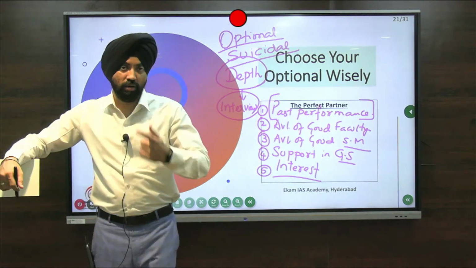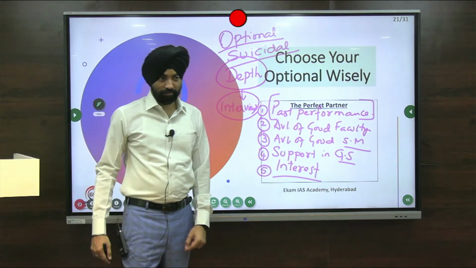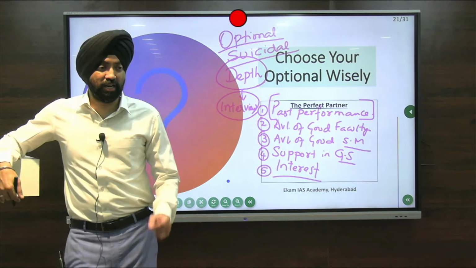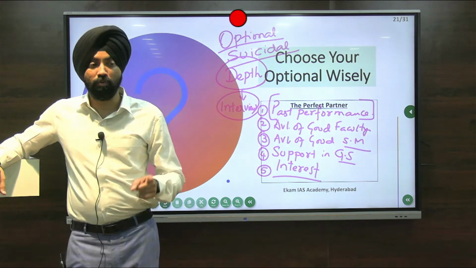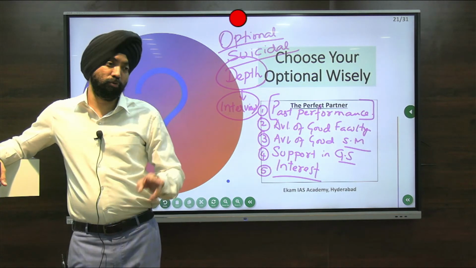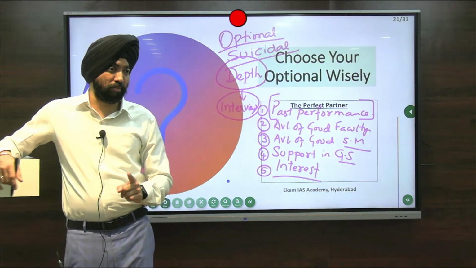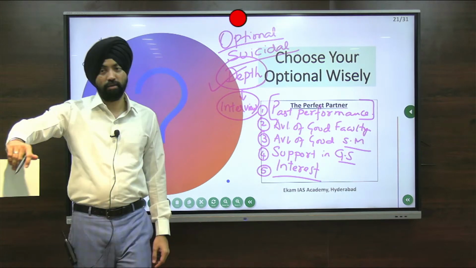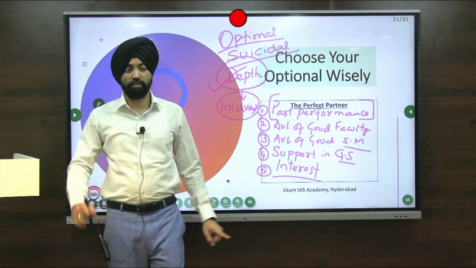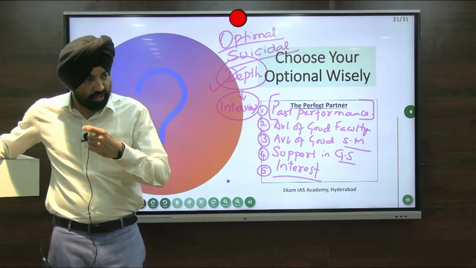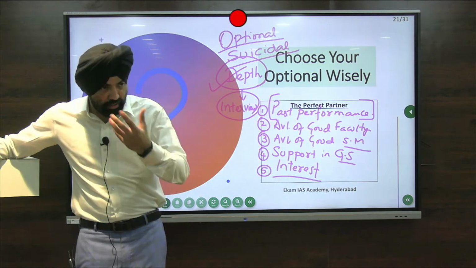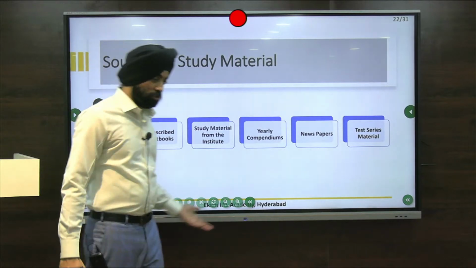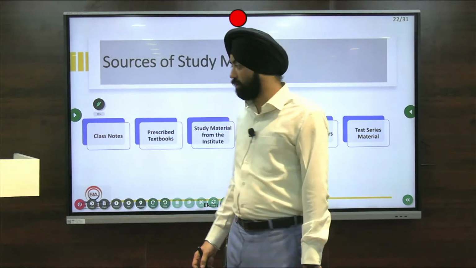Do not take an optional, why? Because people are scoring. Do not take an optional, why? Because the support is there in GS. If you do not have interest in that subject, you will avoid studying that subject. If you avoid studying that subject, your performance will not be good. Why? Because they are asking all the questions in depth. So on top of it, ensure that you are taking a subject which you have a natural inclination towards. So that is how the willingness to study that subject will naturally come to you. Otherwise, do not take it.